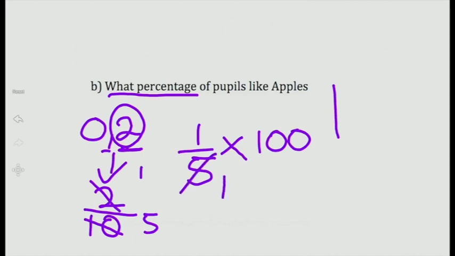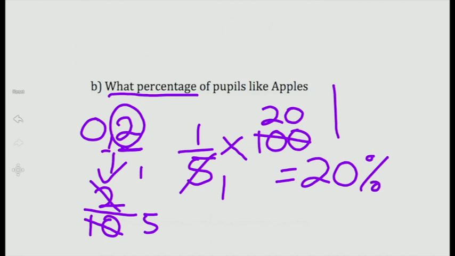How many 5s here? 1. How many 5s here? 20. 20 times 1, that is 20%. It means 20% of everybody in this classroom like apples. I think you have understood everything that we have talked about.